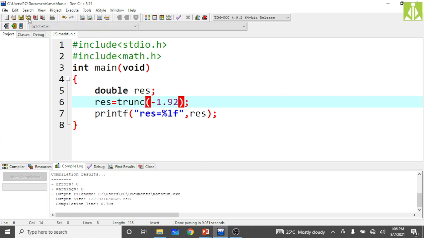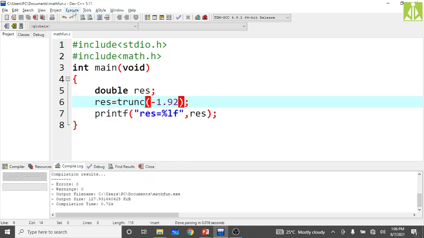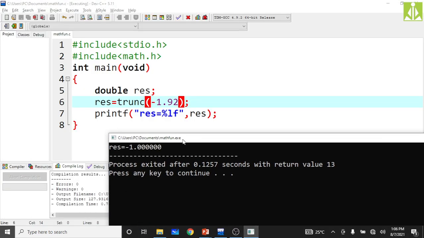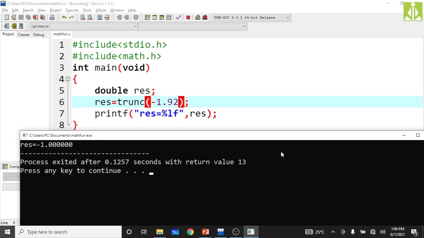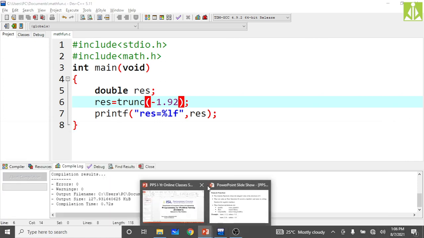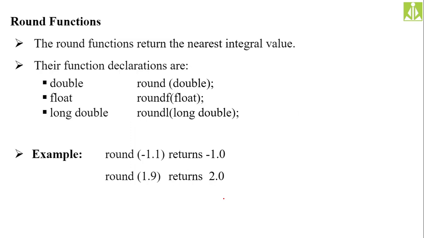So save it, compile it. According to our discussion, we should get the result as minus 1. That we are getting, you can see, minus 1.00 we are getting. Okay, then close it. We have another function after this, that is the round function.